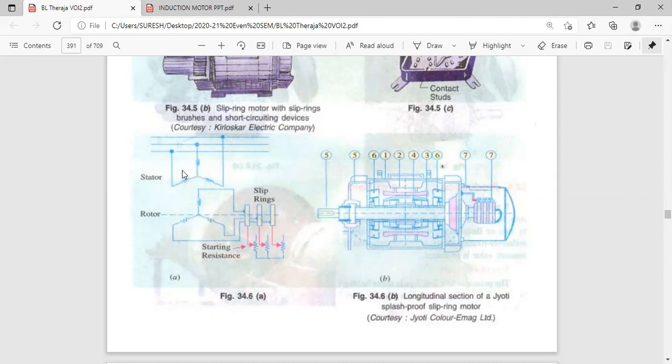In the stator, flux is developed. Part of the flux in the stator is linking with the secondary coils, and due to the mutual flux, EMF is induced in the secondary winding. These three are the secondary windings, and these three are primary windings. 1, 2, 3: three primary windings, three secondary windings.